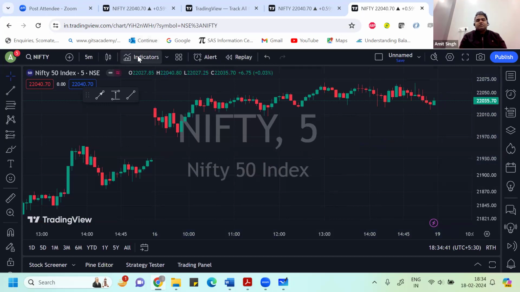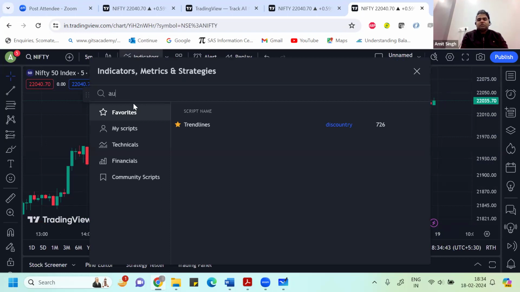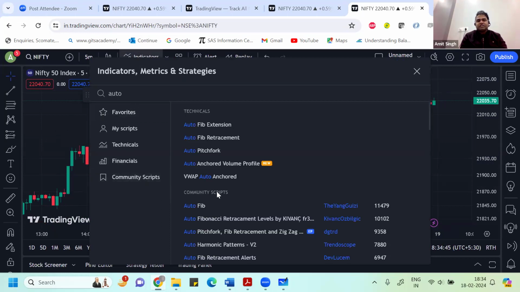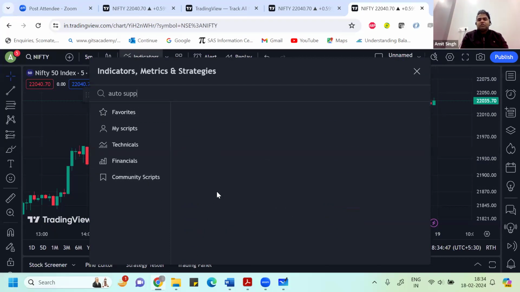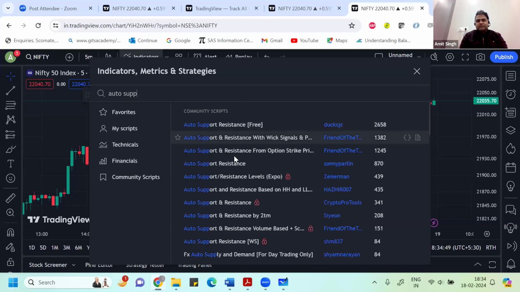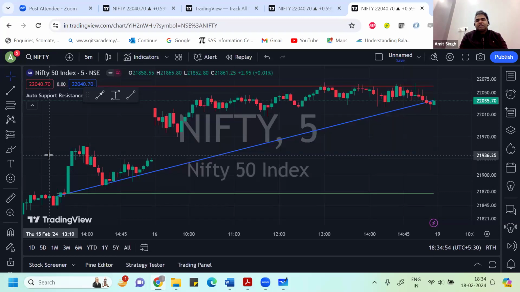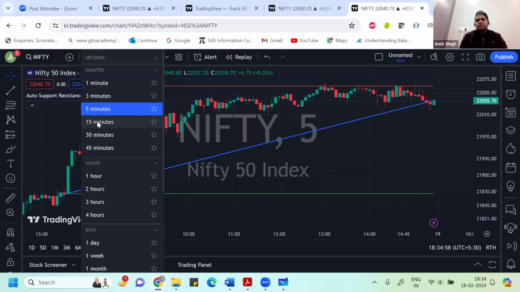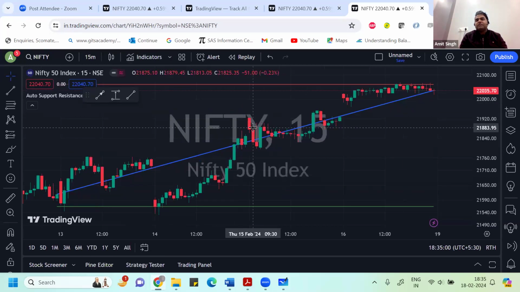So if I need to go and just search for auto support and resistance, auto support and resistance by Sony Perlin, this will give me basically the resistance value. The moment you see the Nifty touching that resistance value, you can possibly exit from the contract.